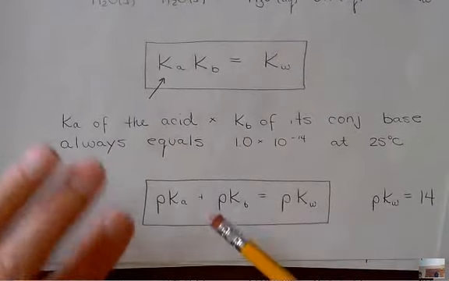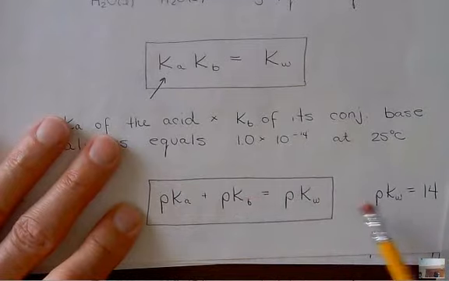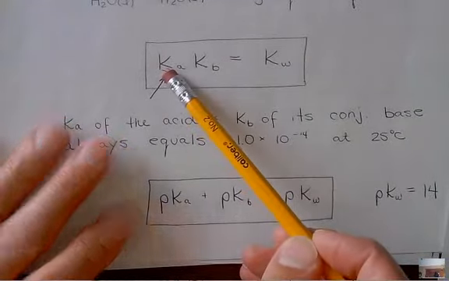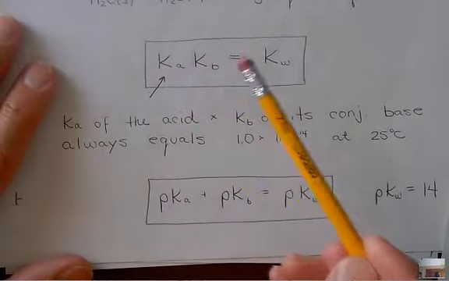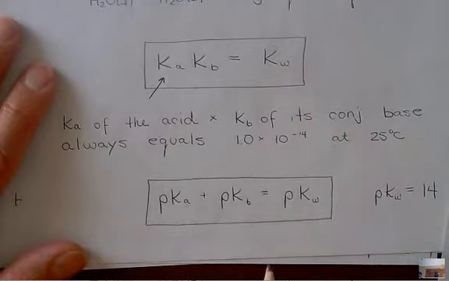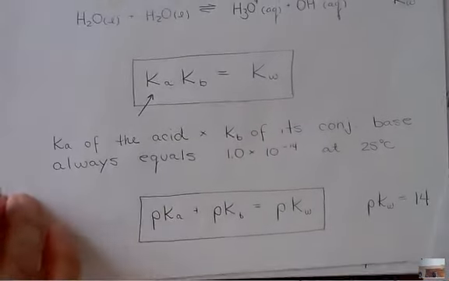So you can do it with the log version. pKa plus pKb is always equal to pKw, which is 14. Or we can do it with the original version, Ka times Kb is Kw, which is 10 to the minus 14. So this is 10 to the minus 14th, this is 14. Good?